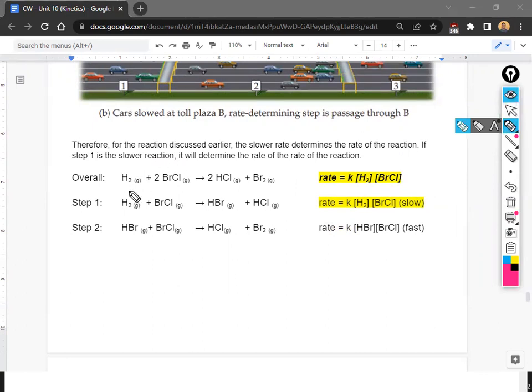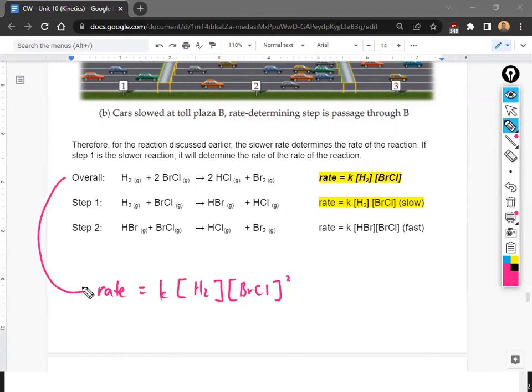If we only look at the overall reaction, you would write the rate is k times the reactants, H2 and BrCl. This is how we would originally write the rate law for this reaction. However, since this step right here slows down the entire reaction, the rate of the overall reaction is equal to the rate law of the slowest step. The slowest step determines the rate for the entire reaction. Make sense?